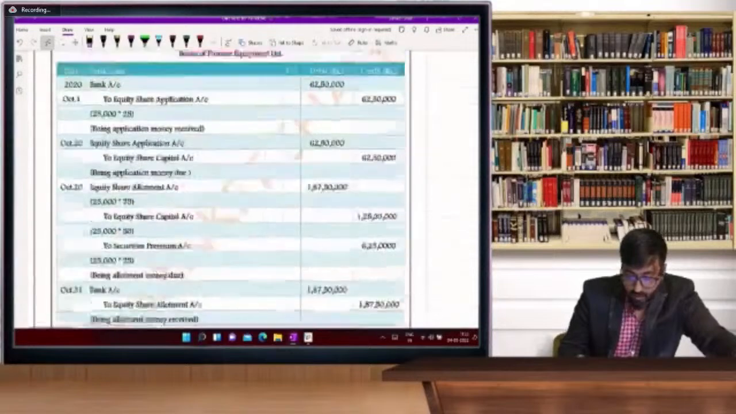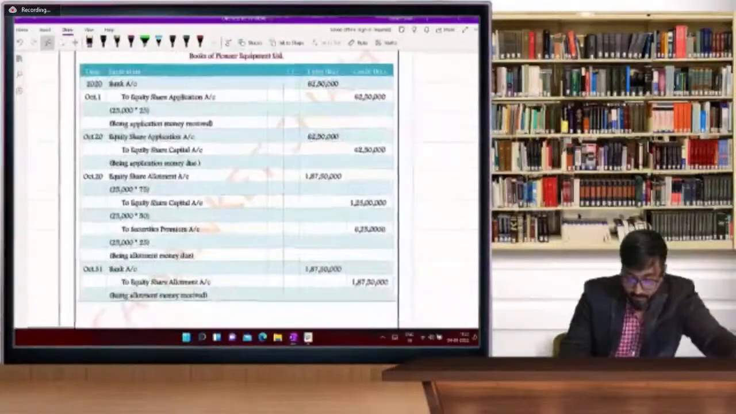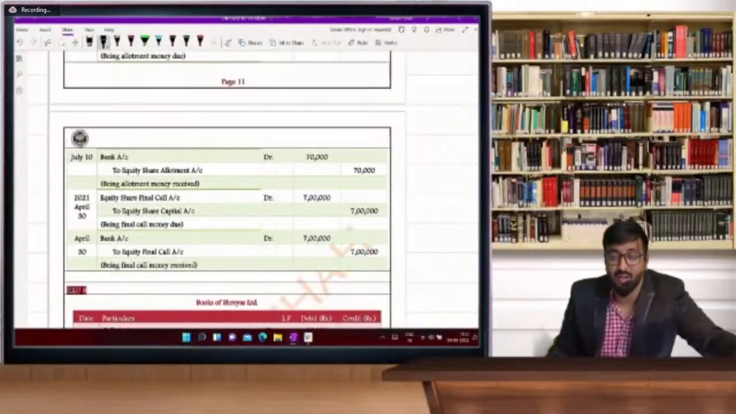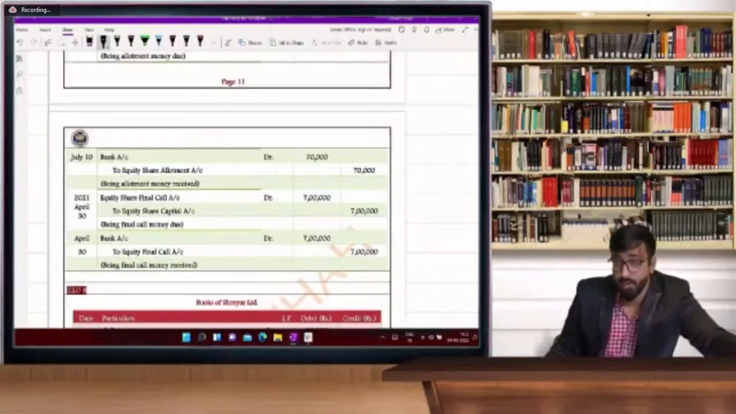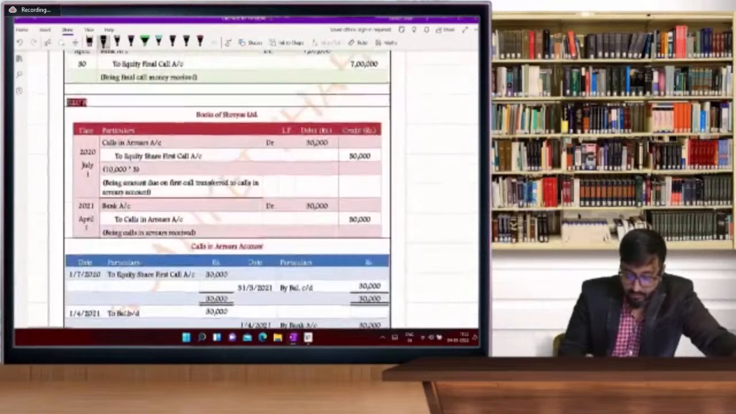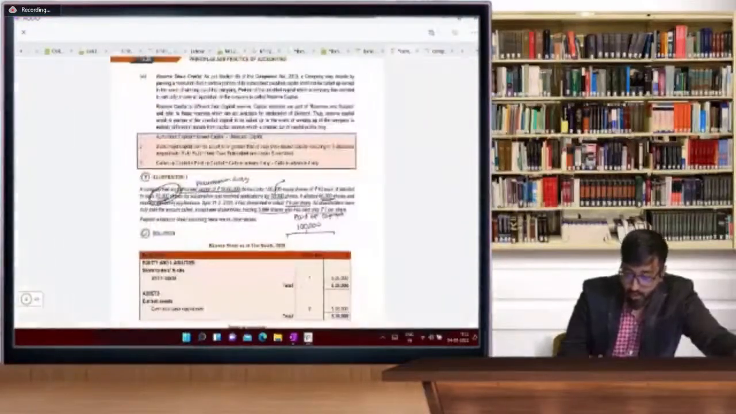Fifth is over. Yes, fifth is also over. So narration must be very simple, beta. Narration is not like the board resolution dated, which ICAI has to write in these answers. But in the exam, you can give very simple narration: being allotment money received, being first call received, being second call received is okay. We have completed up to number 7.